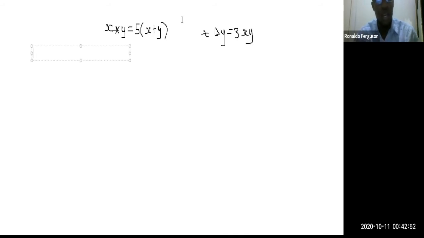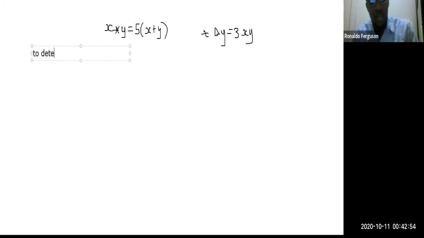So again, just to write it down, x star y we said was 5 times x plus y. And then we said x delta y was, I think, 3xy. So then to determine if star is distributive over delta, let's start with that one.